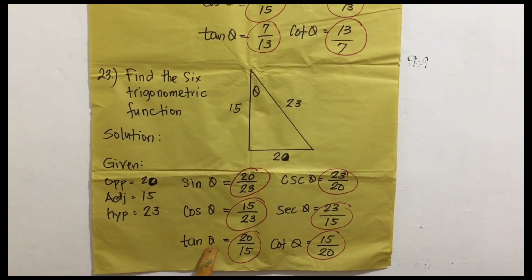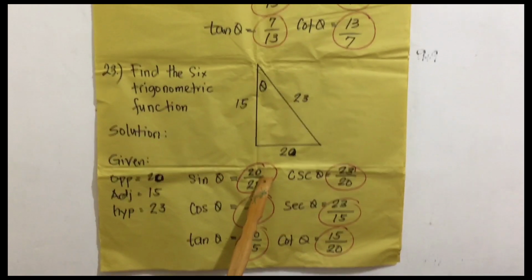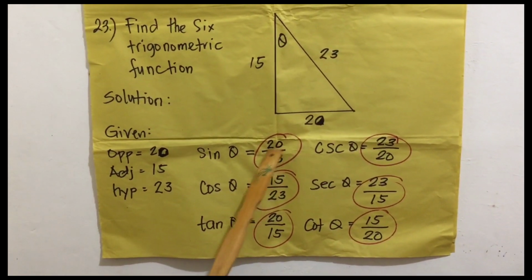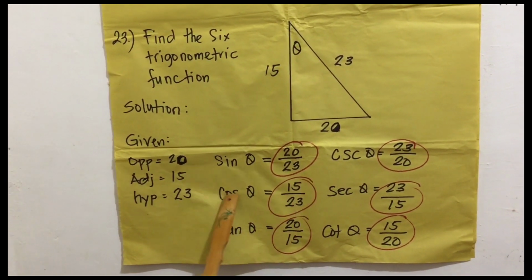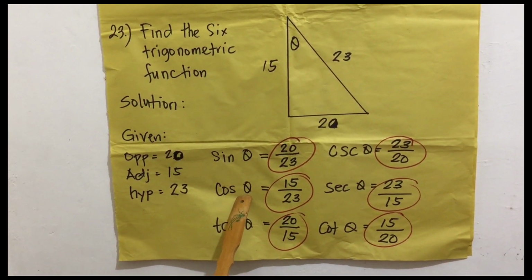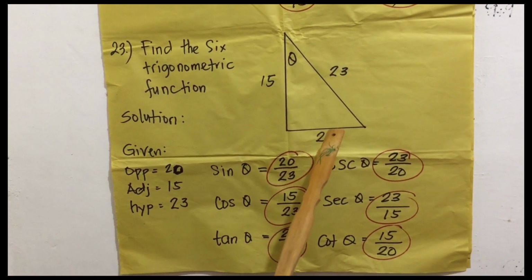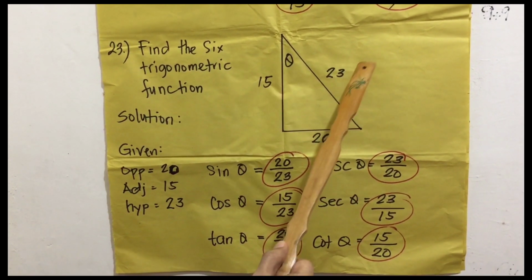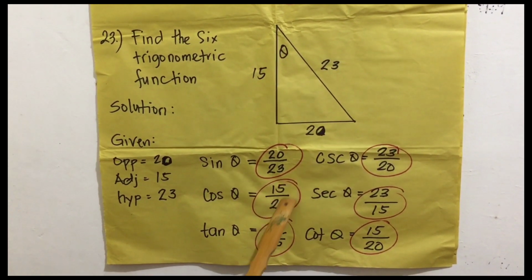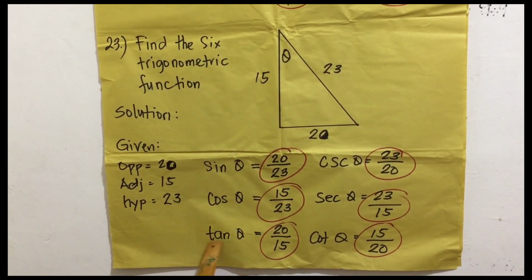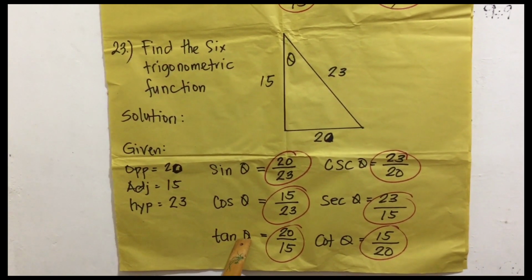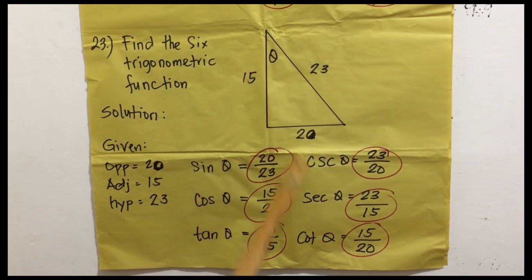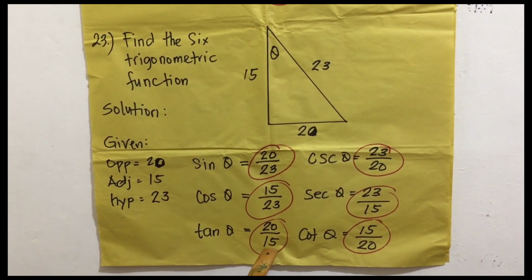Upon knowing this opposite, adjacent, and hypotenuse, we can write now the sine theta, cos theta, and tangent theta. For the sine theta, our formula is opposite over hypotenuse. That's why we have 20 over 23. And our cos theta is the adjacent over the hypotenuse. That's why we have 15 over 23. And for the tangent theta, we have the opposite and the adjacent. So that's why we have 20 over 15.